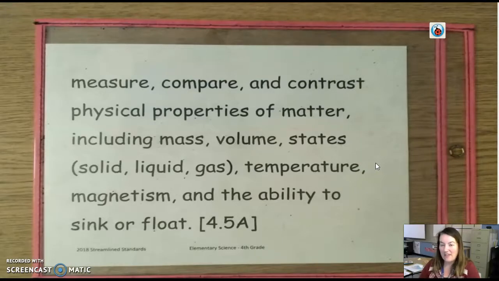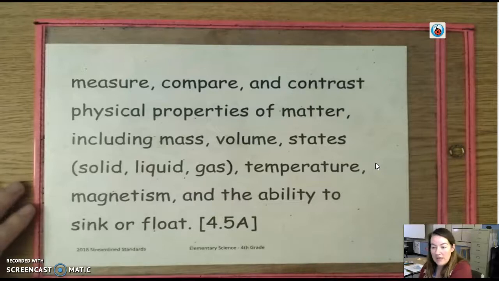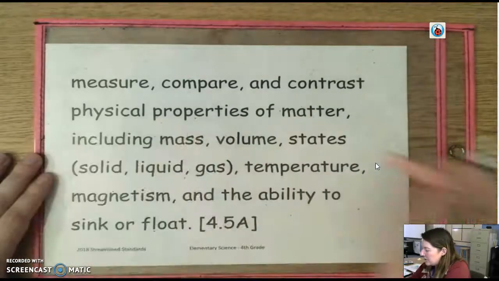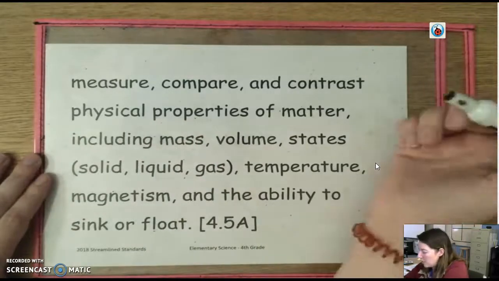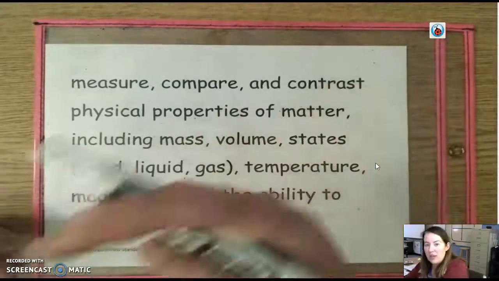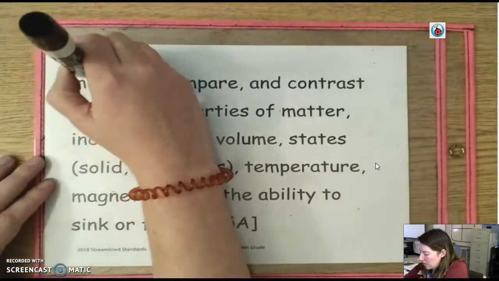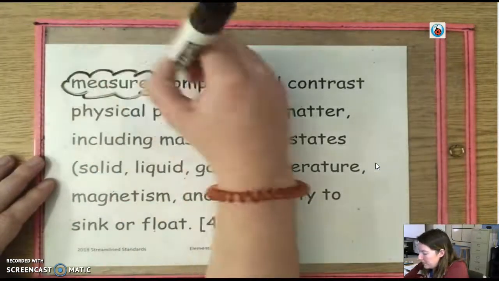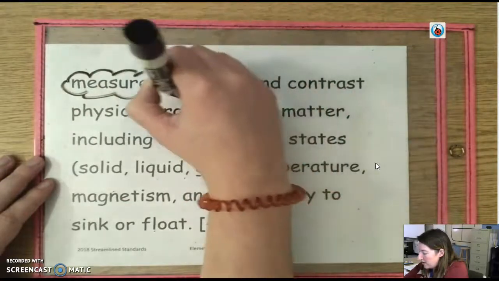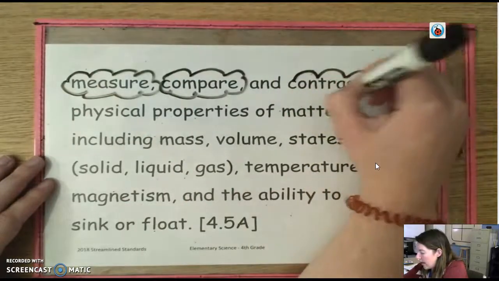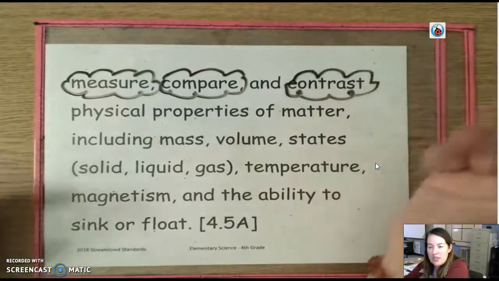So there's a lot of information in this TEK. And we're not going to focus on all of it today. We're going to focus on one aspect of it today. But let's just try to understand what this means. So we're going to do three things. We're going to measure, we're going to compare, and we are going to contrast. Those are three things we're going to do.